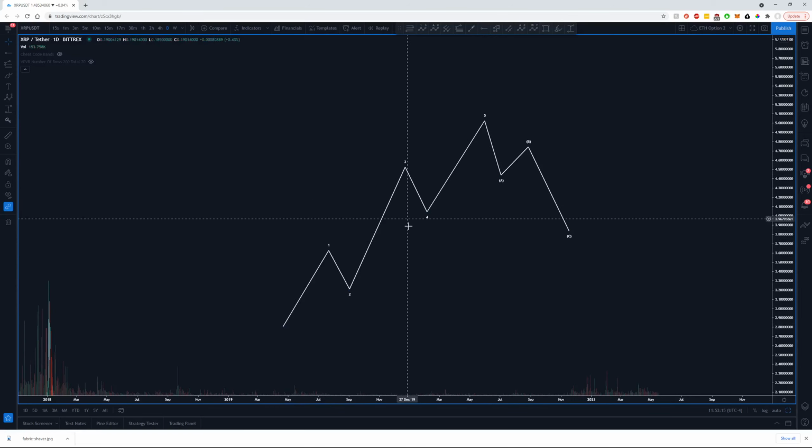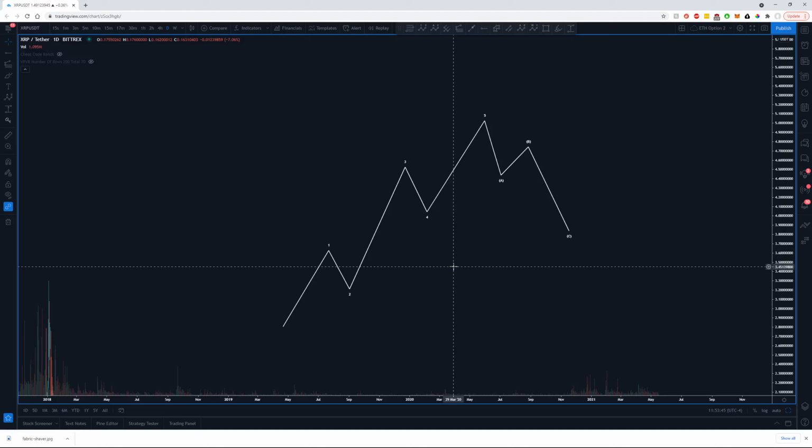Now, once we get this pattern, which is 8 waves, 1, 2, 3, 4, 5, and then 3 down for 8 total, this essentially just repeats itself over and over again. Now, of course, as I said, it's a bit more complex than that. There are tons of different rules and guidelines that you actually have to follow, but that's the general idea, is that we get these 8 wave structures that will just continue over and over in the market.